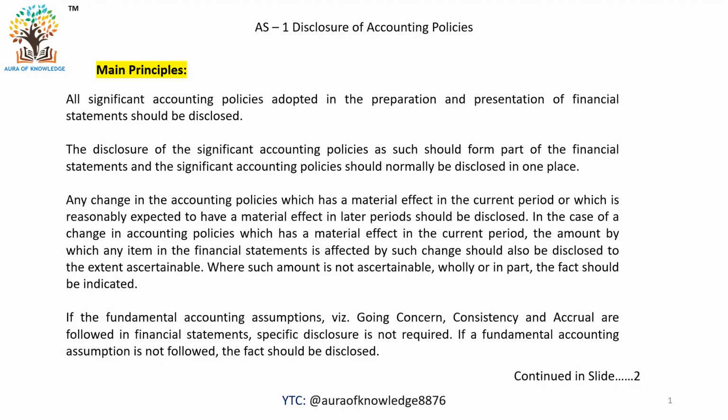Next is: the disclosure of the significant accounting policies as such should form part of the financial statements, and the significant accounting policies should normally be disclosed in one place.